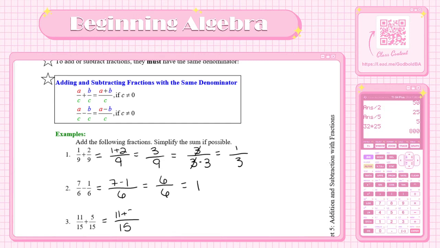Okay. So if I want to do it with this one, I have 11 plus 5 over 15. So it's going to be 16 over 15. Remember the denominator just stays the same. You carry it on over, and then you add or subtract the numerators.